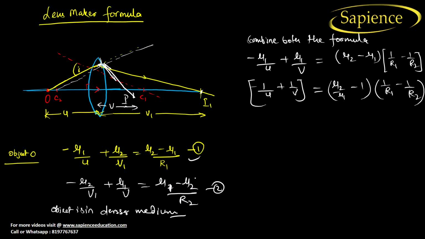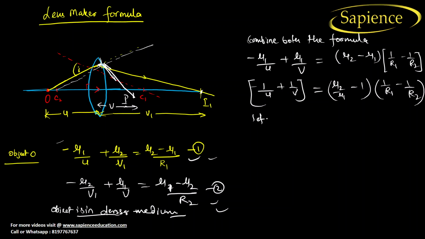I have already derived these formulas in the previous section, so you can pause the video and go to the previous section to see how I derived them. When an object is in a rarer medium and passing into the denser medium, this formula will be used. When an object is in the denser medium and passing through the rarer medium, we can use this formula. And after this we have got this result.